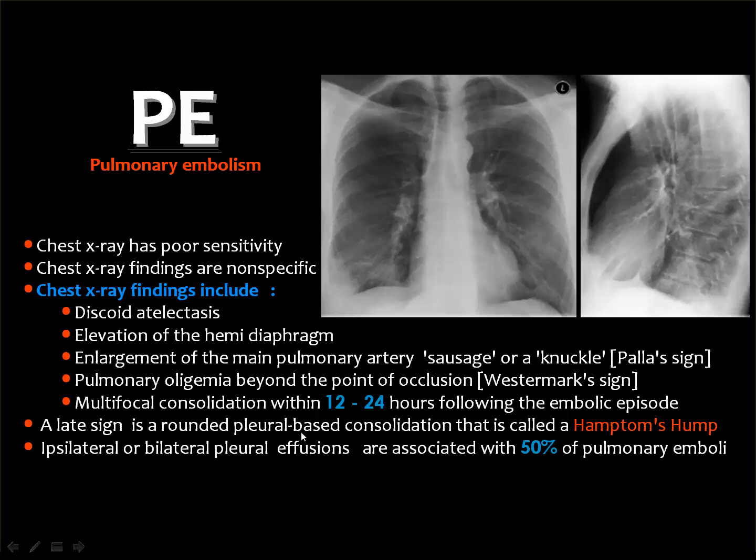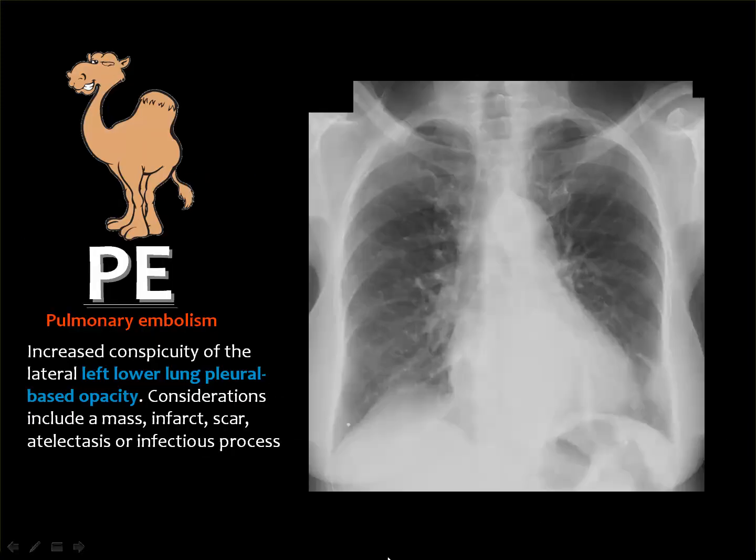The pleural-based consolidation, which is usually triangular in shape with the base outside and the apex inside, is often called Hampton hump sign. But this is not usually evident in most of the cases. An associated pleural effusion is a well-known finding in patients with pulmonary embolism.